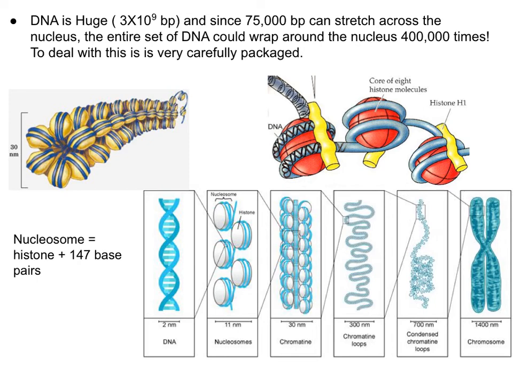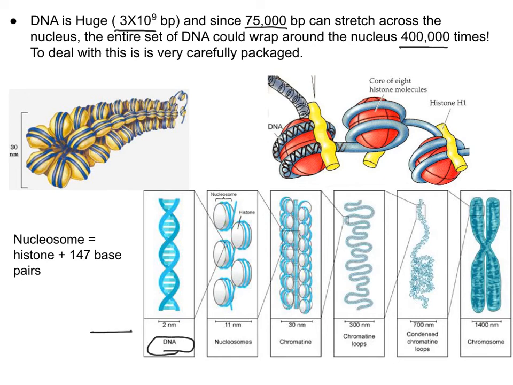And then finally, I want to stop with this idea of histones. Since human DNA has 3 times 10 to the 9th base pairs, and it only takes 75,000 base pairs to stretch across the nucleus, you could stretch across the nucleus with human DNA 400,000 times. And so in order to deal with this issue, DNA is compressed very, very specifically.